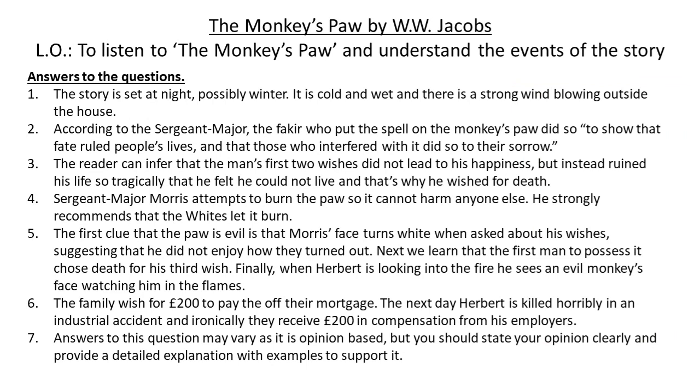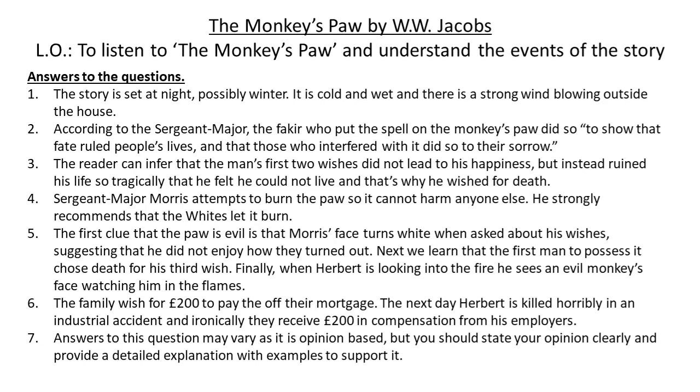Okay, so these are the answers to the questions. 1. The story is set at night, possibly winter. It is cold and wet, and there is a strong wind blowing outside the house. 2. According to the Sergeant Major, the fakir who put the spell on the monkey's paw did so to show that fate ruled people's lives, and that those who interfered with it did so to their sorrow. 3. The reader can infer that the man's first two wishes did not lead to happiness, but instead ruined his life so tragically he could not live, and that's why he wished for death.